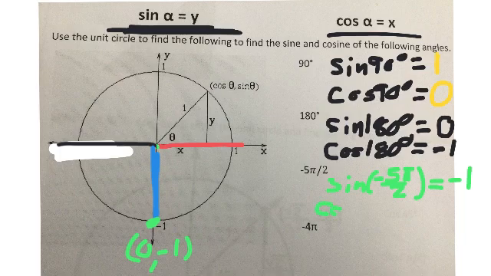If I'm asked to find cosine of negative 5 pi over 2, cosine is just the x value. So there the x value is 0. So cosine of negative 5 pi over 2 is 0.